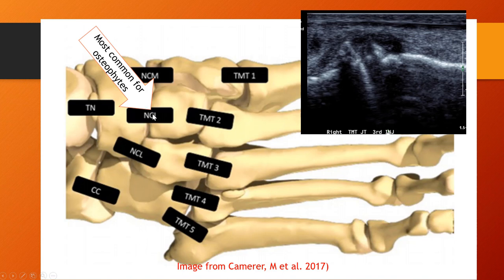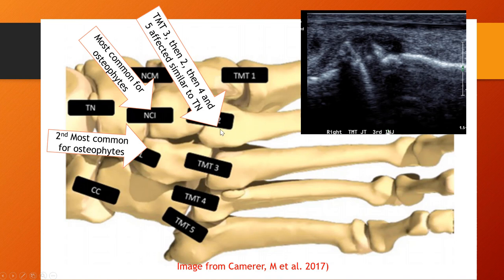So the most common place for osteophytes is the naviculo-cuneiform joint, so to the intermediate cuneiform. Second most common site is over here near the lateral cuneiform. And then the tarso-metatarsal joints of 2, 3, 4 and 5. So hotspot for osteophytes is here.